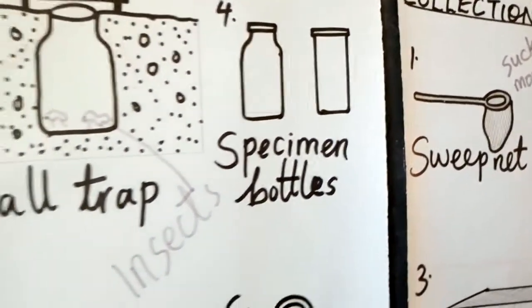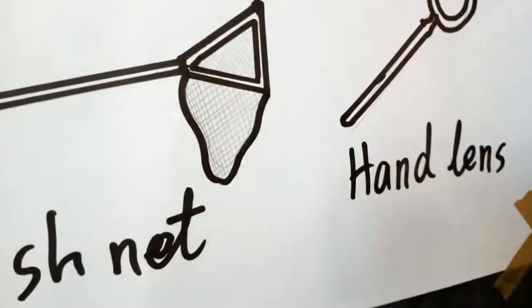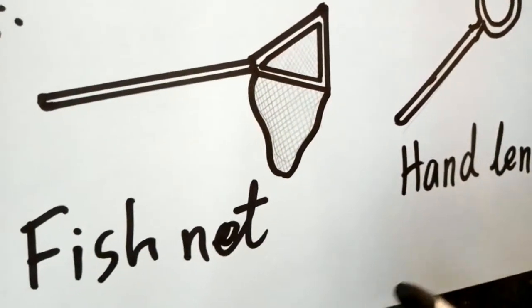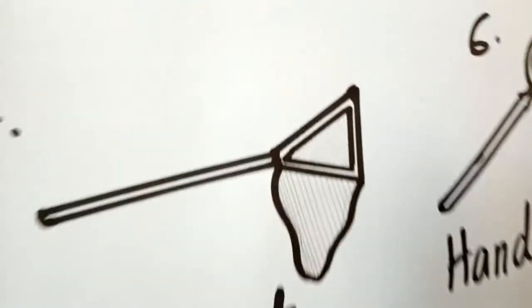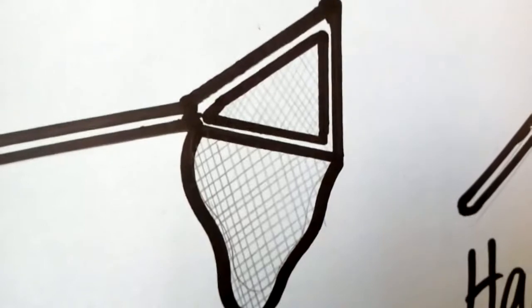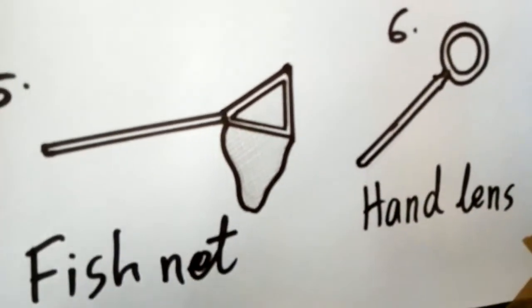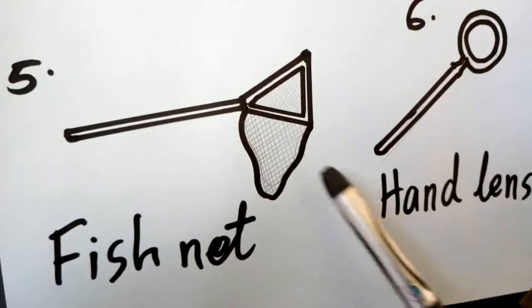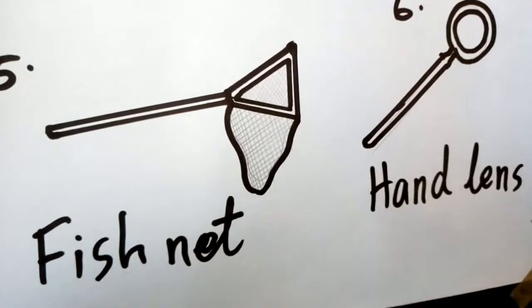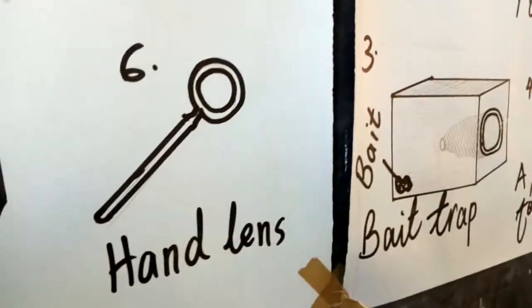I would also like to look at the other one, which is referred to as the fishnet. This apparatus is used for collecting fish and some other aquatic organisms such as crabs and shrimps. It is also made up of a net which enables water to pass through, and those organisms, the small ones, do not pass through. The last one is referred to as a hand lens.